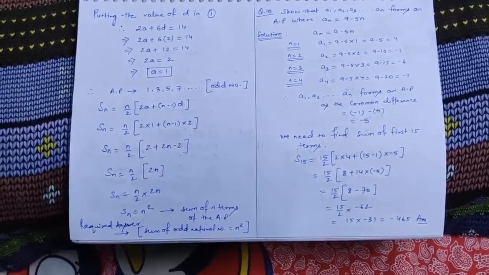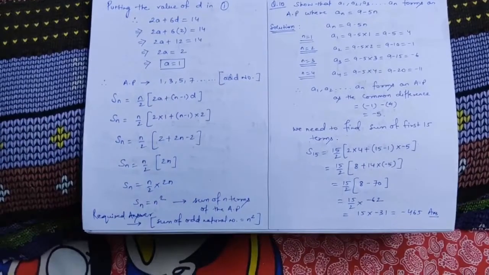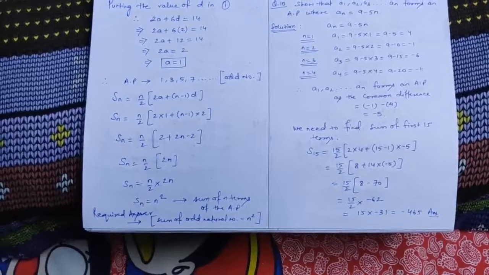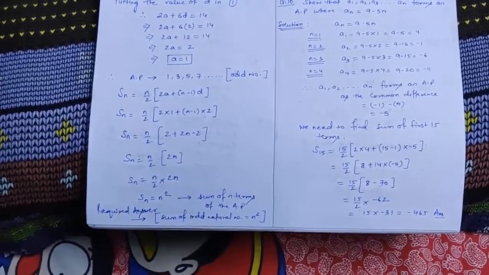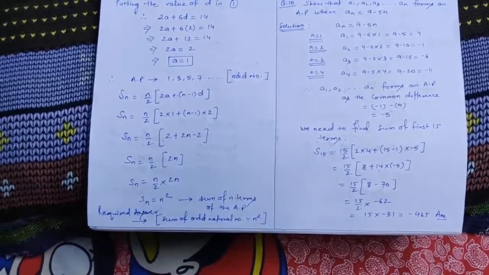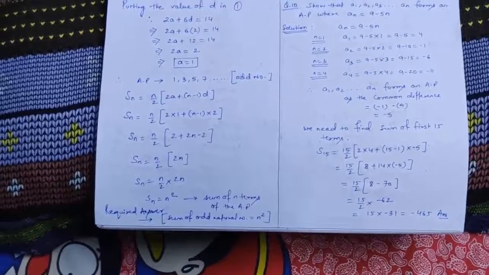Now in order to calculate the sum of the first 15 terms, I have applied the formula Sn is equal to n by 2 multiplied by 2a plus n minus 1 into d, where n is 15, a is 4 and d is minus 5. Solving it, I got the sum of 15 terms as minus 465.